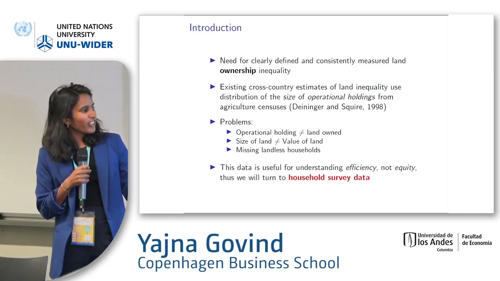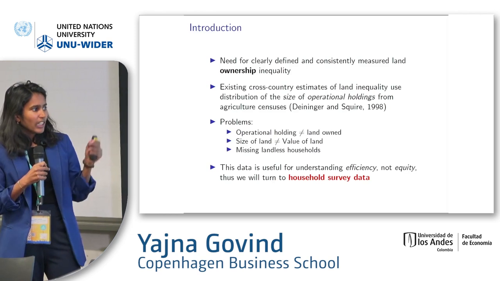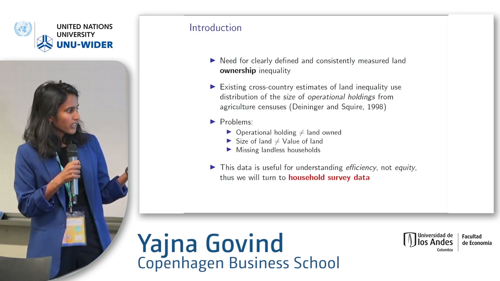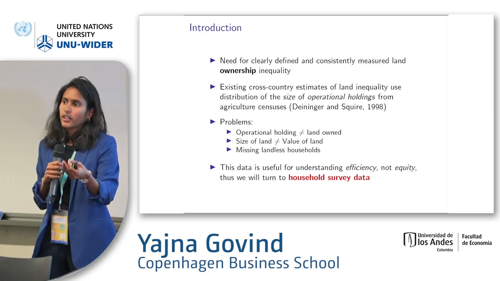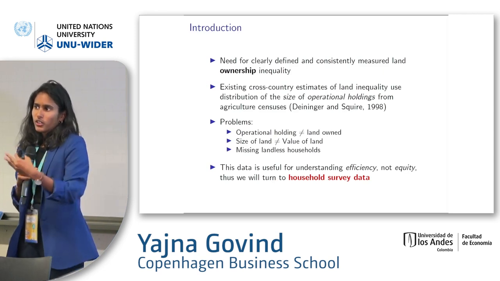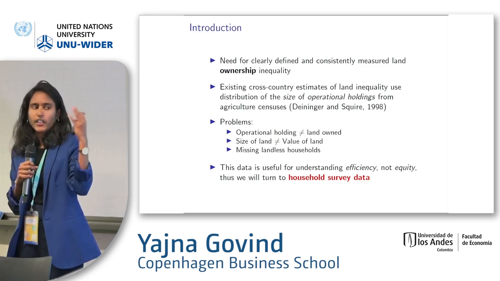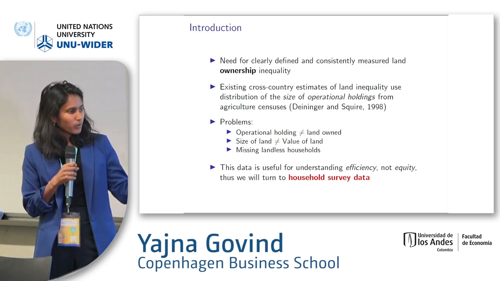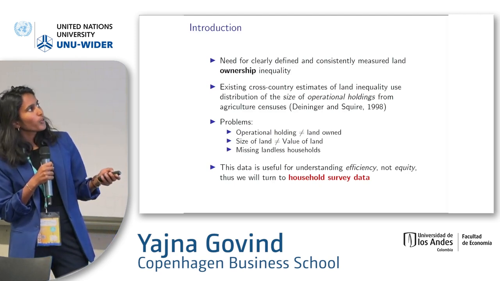We're not arguing that the agricultural census data is wrong or not useful. It's definitely useful to understand efficiency, and there's a large literature that relies on it. But what we argue in this paper is that it might not be as useful or as precise when we're speaking about equity. So we're going to move to a different source of information, the household survey data, which has had a lot of agricultural modules in the past. We're going to exploit these agricultural modules that go into detail on the land owned by different households.